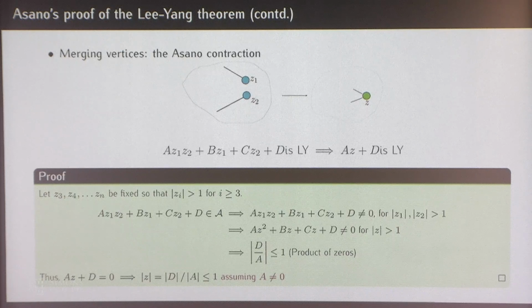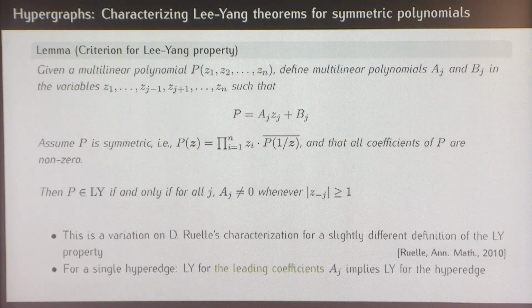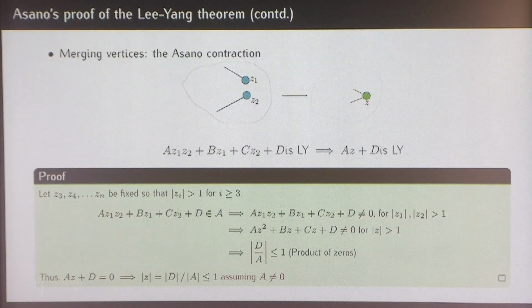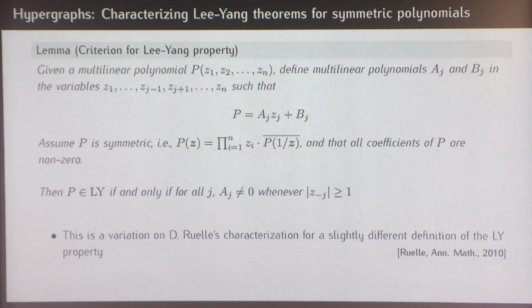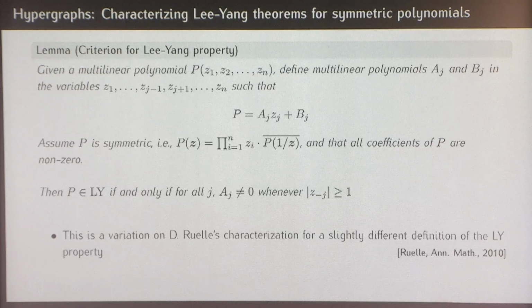What does one do for hypergraphs? This part will remain more or less the same. The complexity comes in handling a single hyperedge, and that uses a slightly different criterion for the Lee-Yang property that is essentially a variation of David Ruelle's characterization of a slightly different definition of the Lee-Yang property from a paper in 2010.